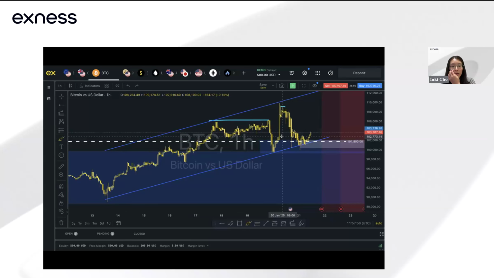Okay, so I hope that in terms of the analysis and how we can combine across the different time frames, the thought process is clear. So the next one we want to take a look at is Ethereum. So let's take a look at that.